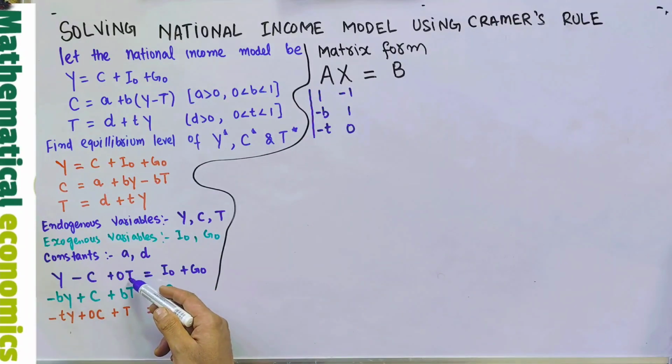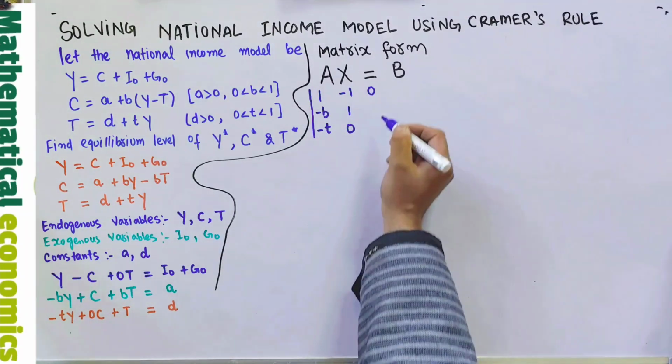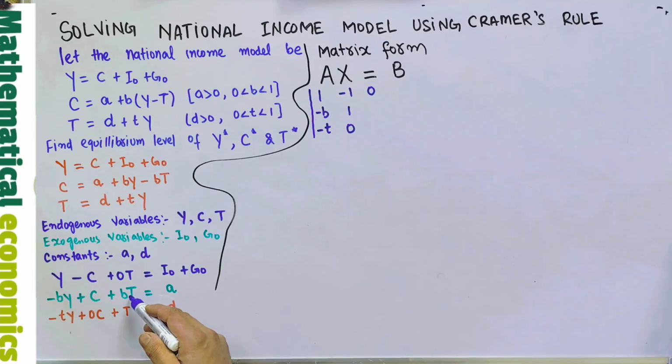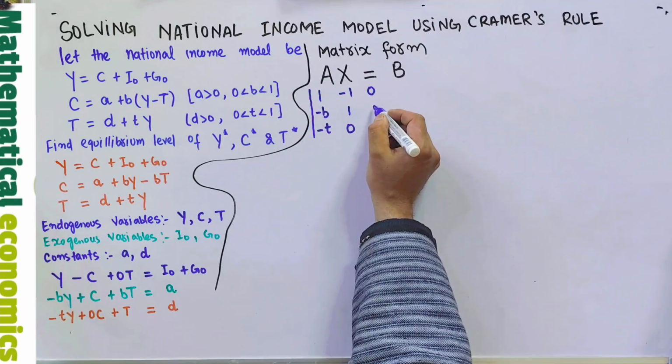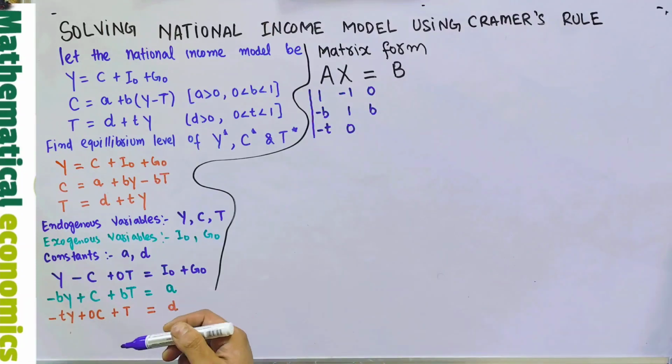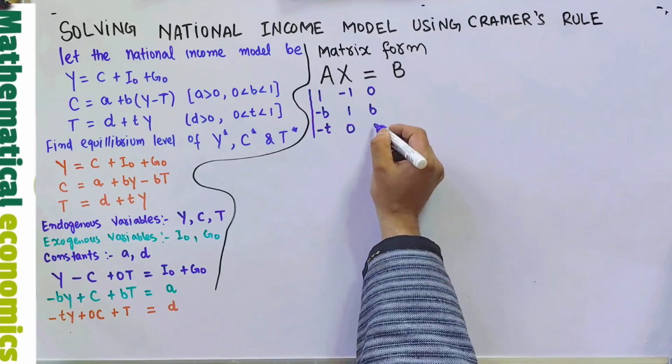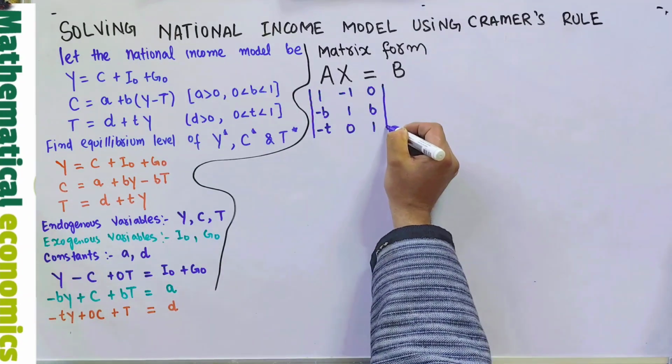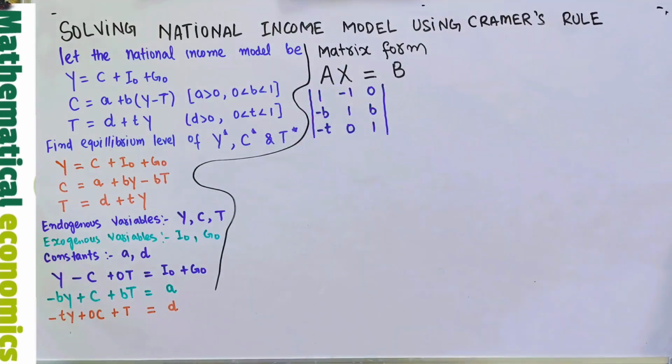Similarly, the coefficient of t in the first equation is 0. The coefficient of t in the second equation is b, so let's write it here, b. And the coefficient of t in the last equation is 1, so let's write it here, 1. So this denotes our A.